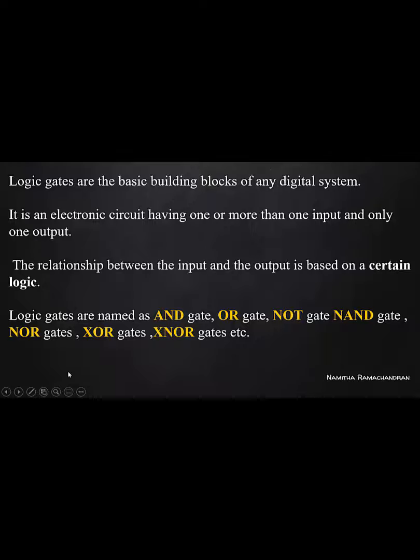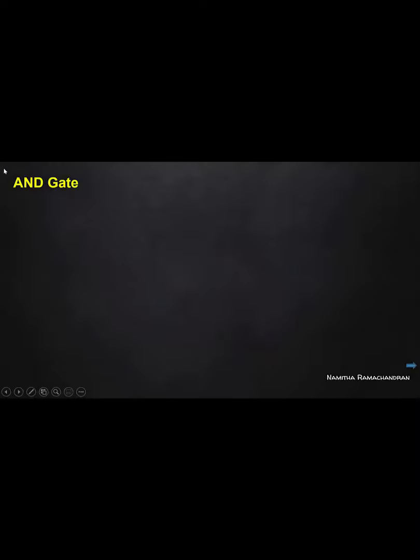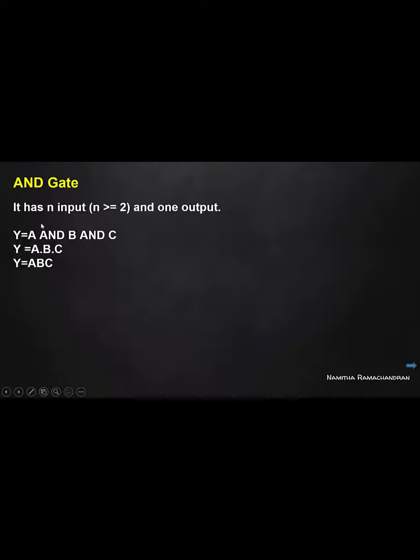So we can discuss each of these gates in detail and start with the AND gate here. So AND gate is a logic gate. It can have n number of inputs and only one output. And the value for this n is n greater than or equal to 2. It means for an AND gate we require a minimum of 2 inputs and it generates a single output.